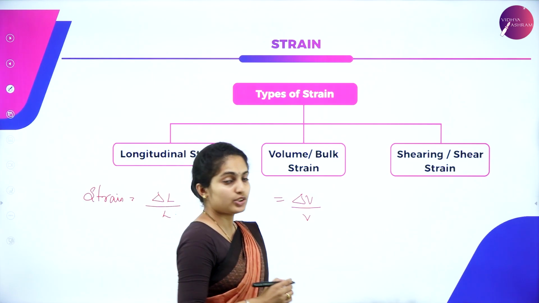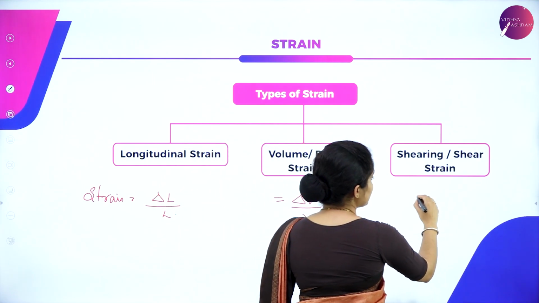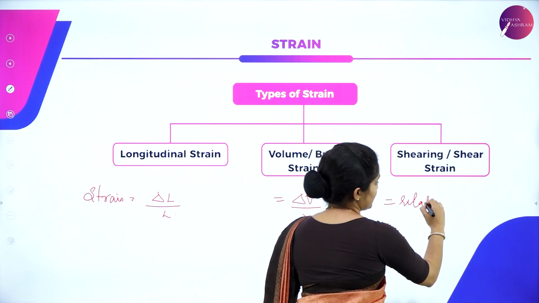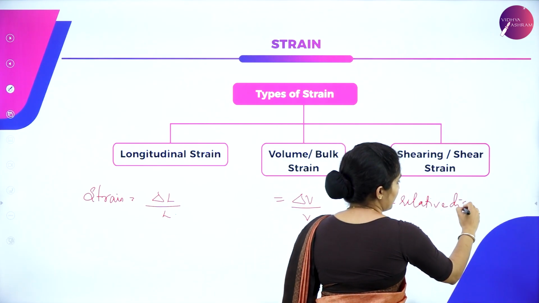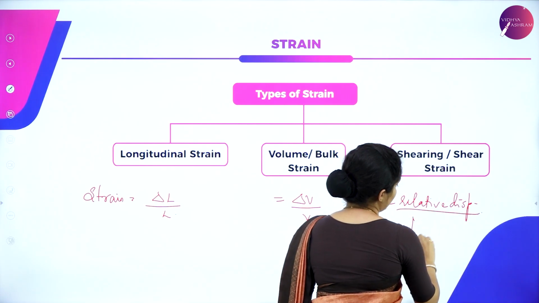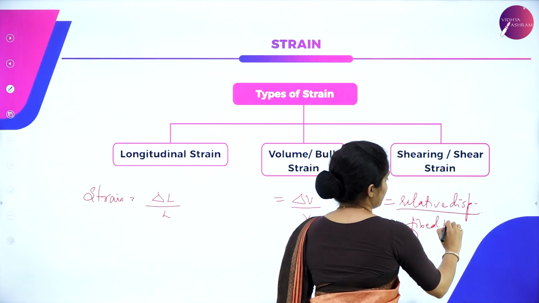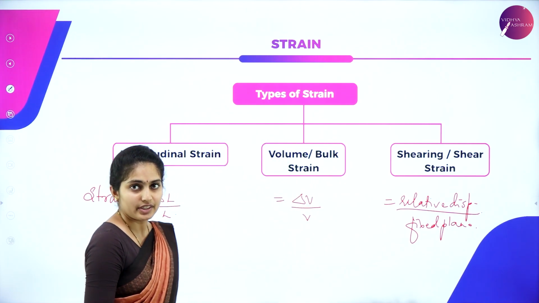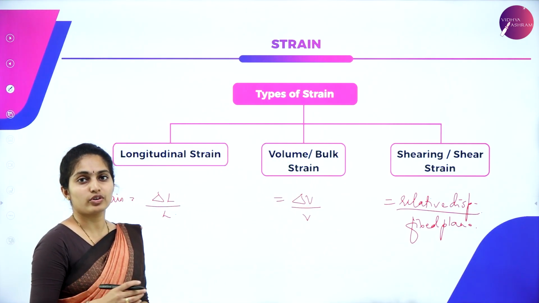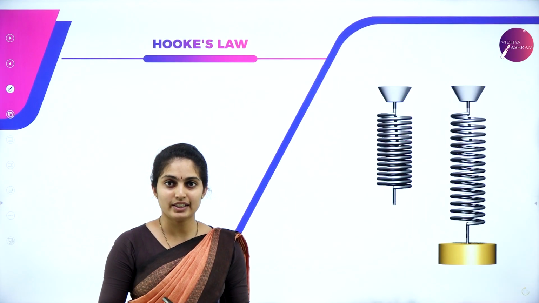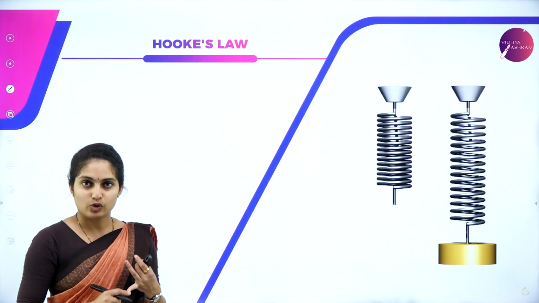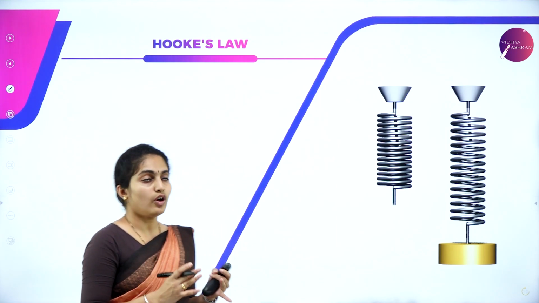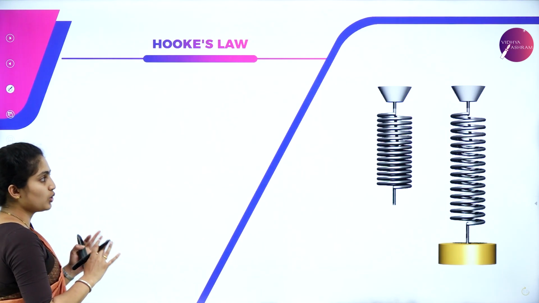Shearing or shear strain means relative displacement. It is the relative displacement of one plane with respect to a fixed plane. That is called shearing or shear strain. So that is all about the types of strain here. So we studied stress, types of stress, strain, as well as types of strain. Along with that, we have something called Hooke's law.